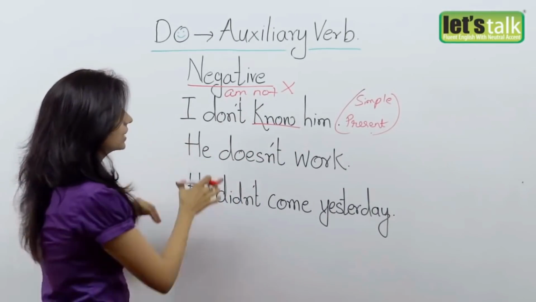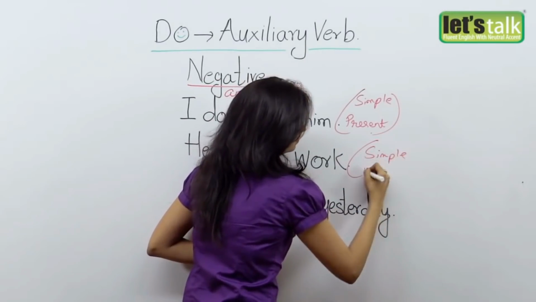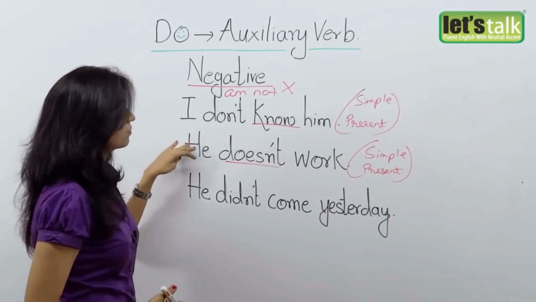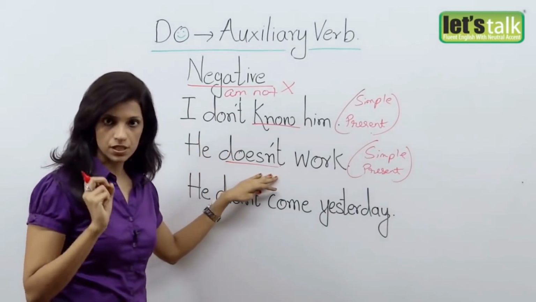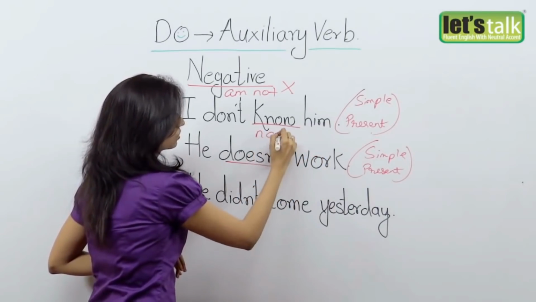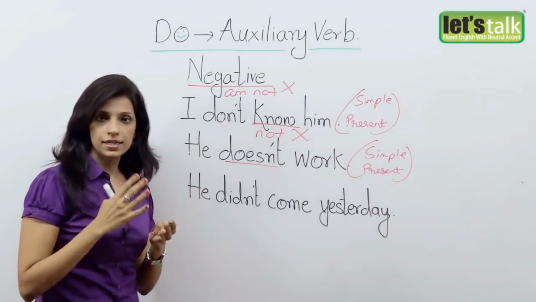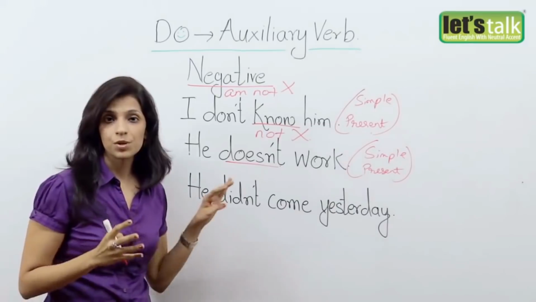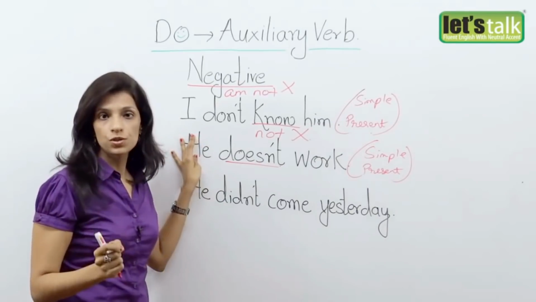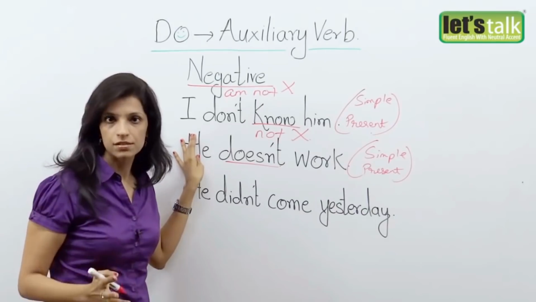Similarly, in my next example, he doesn't work. This is also a simple present, but like I said in my earlier examples in interrogative, we use does or doesn't in case of a third person. Okay, so he doesn't work, not he not work. This is wrong. Friends, again, please remember do and does or don't or doesn't, both are simple present tense used for interrogative or negative. The only difference is do is used for I, you, we, they, and does is used for he, she, it. Okay.